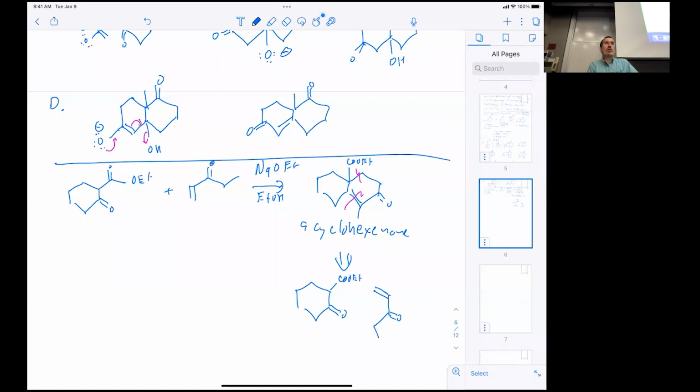And as you work through additional examples in the textbook, you'll get even better at recognizing this reaction and figuring out how to do Robinson annulations. We had a question.